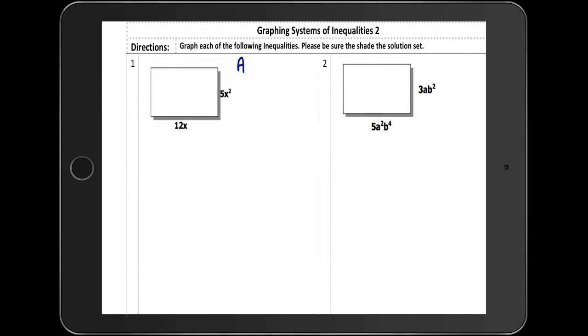So I know that area is really just length times width. If I take a look at this rectangle, I can decide that length is 5x squared, and I can also decide that width is 12x. So knowing that, I would just plug in these two variable terms into our normal equation up at the top, and I can write that area is actually equal to 5x squared times 12x.